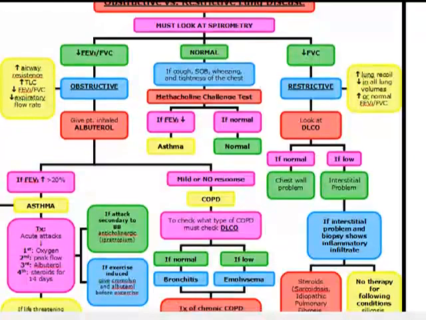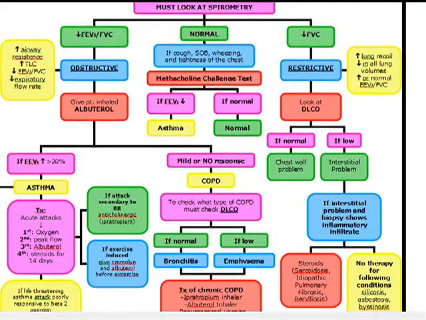Now, once we've made our diagnosis of restrictive type of lung diseases, what are things that can cause it? Obesity can cause it. Kyphosis can cause it. Fibrosing lung disease can cause it, such as sarcoidosis. Amyloidosis can cause it. Hemochromatosis can cause it. Any type of interstitial lung disease can cause it. I'm going to go over a couple more later on.